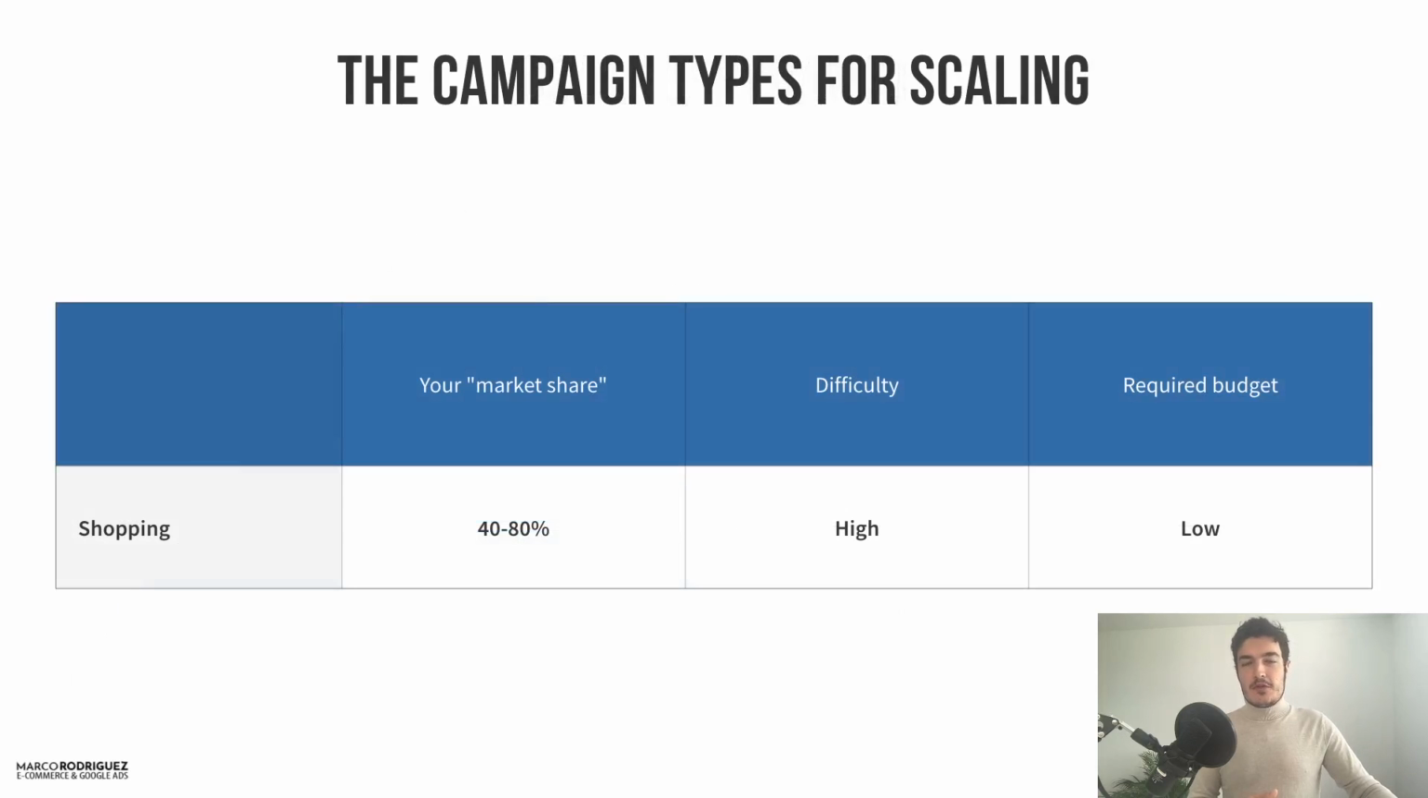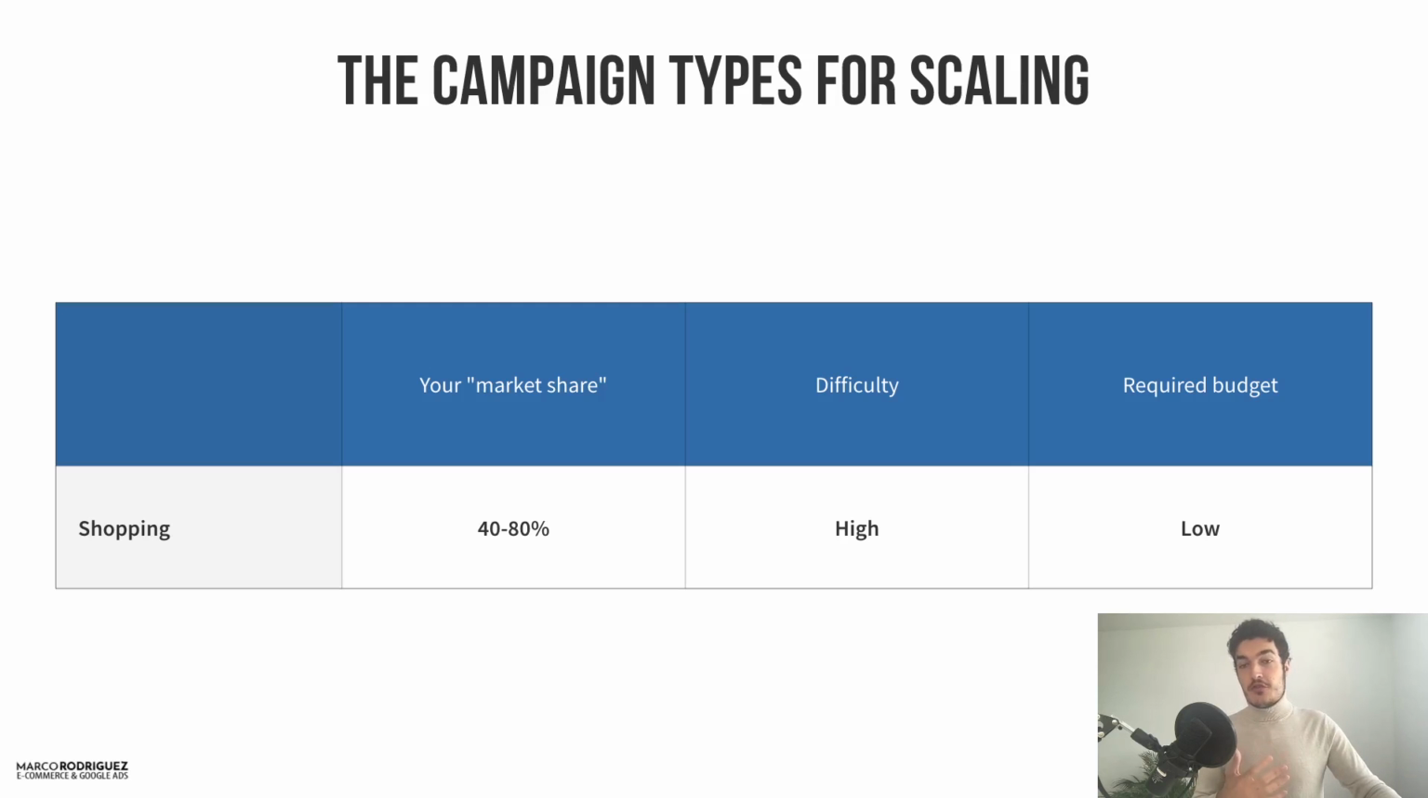So let's talk about the different campaign types for scaling. First of all, very straightforward, we have Google Shopping. And let's say when you want to scale, when you're spending a few $100 per day already, chances are that your market share with shopping is between 40 to 80% in many cases already. And it's very difficult to scale beyond that. So the difficulty is high. It is absolutely possible. We're running shopping ad campaigns, several $1,000s per day in ad spend, very well, but it's generally more difficult to squeeze out those extra percents.